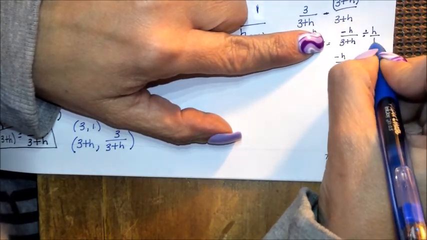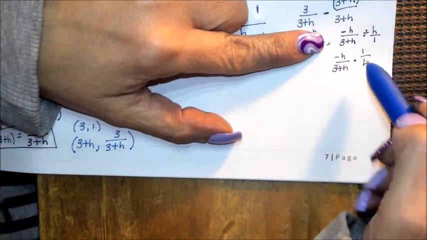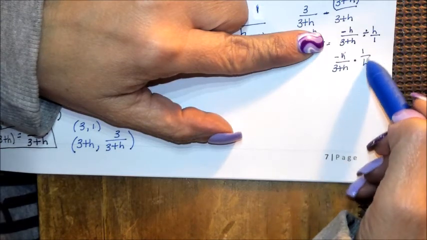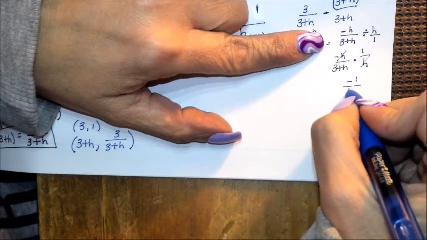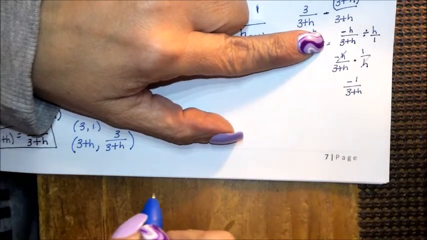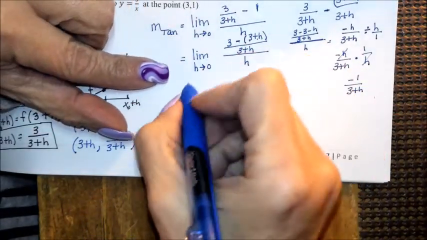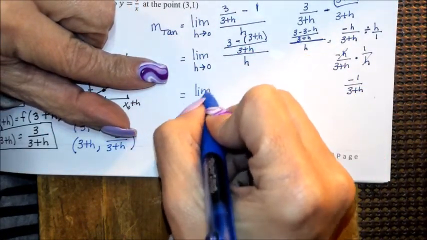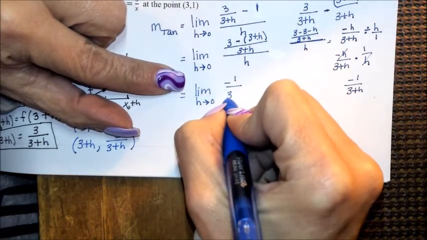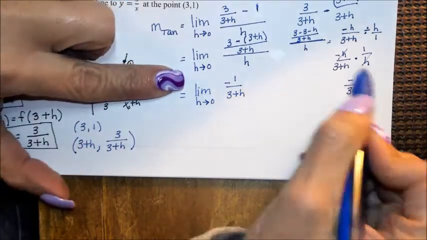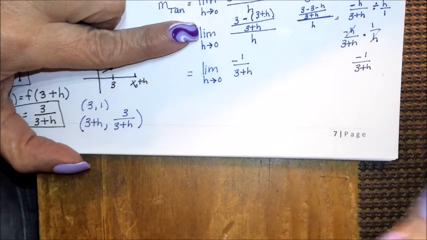Multiply, put that over 1, flip it, and make it 1 over h, and then multiply. This h and this h will cancel out. Negative 1 times 1 will be negative 1 over 3 plus h. So all that mess simplifies to that. That means I can come back over here and I can say the limit as h approaches 0 of negative 1 over 3 plus h, because all of that simplified to that. Oh my gosh, all I got to do is plug it in now.